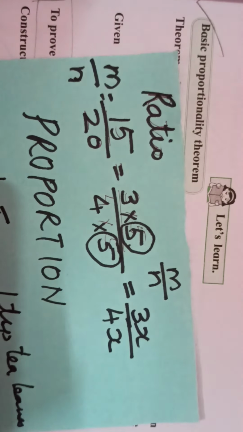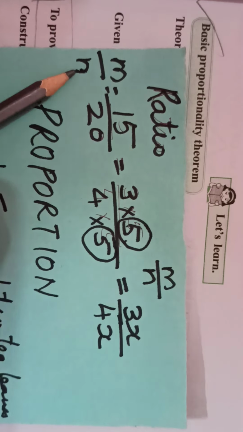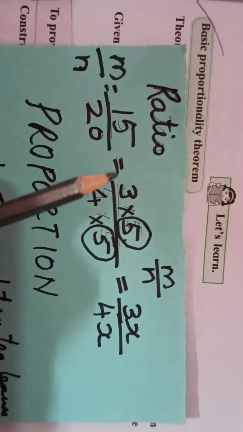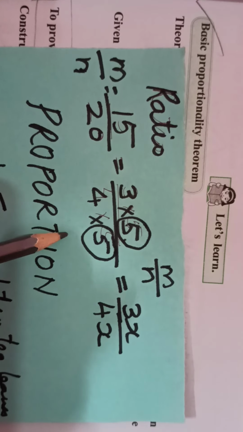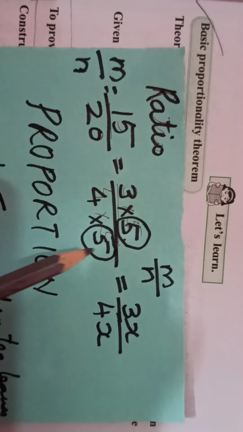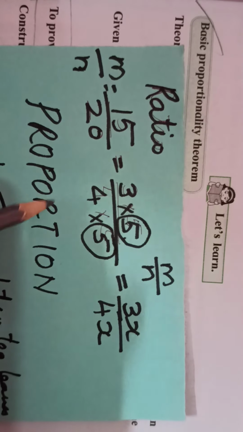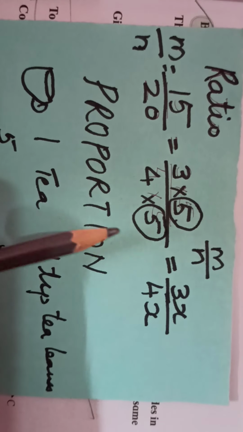When we say ratio, M is to N, M upon N, for example 15 upon 20. Factors of 15 are 3 fives, which are 15, and 4 fives are 20. Here 5 is a common factor. Therefore, let the common factor be x, and we consider 3 upon 4 as 3x upon 4x.